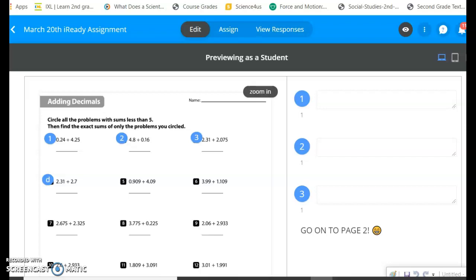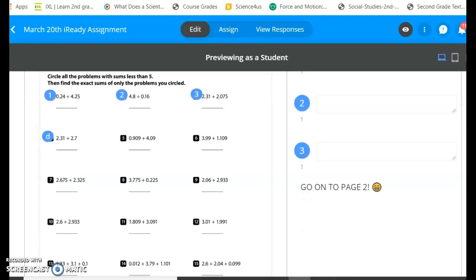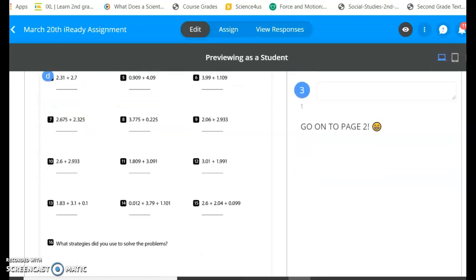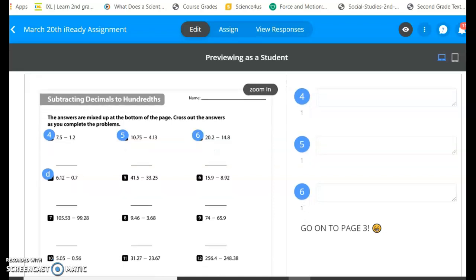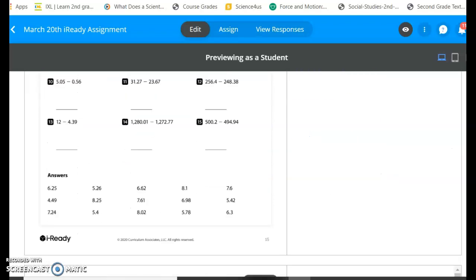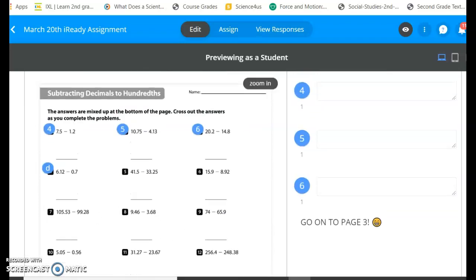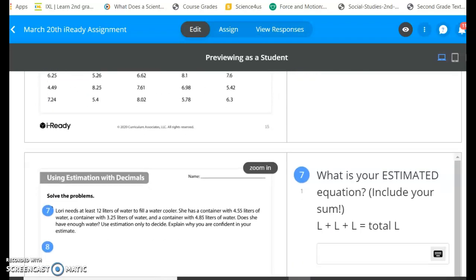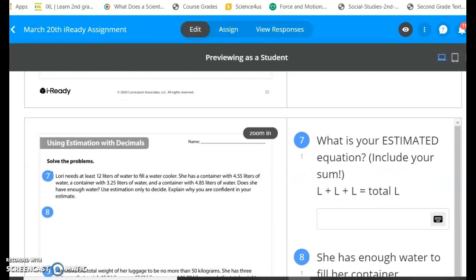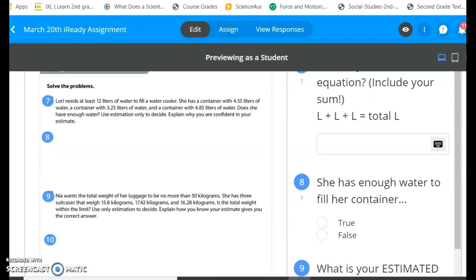Now that we're ready, I'm going to tell you just a review of what you'll be doing. And then I'm going to work out a couple problems with you in case you have forgotten how to work with decimals. So the first thing you're going to be working on is adding decimals. The next thing you're going to be doing is subtracting decimals. With subtracting decimals, the answers are on the bottom. So if you come up with an answer and you don't see it on the bottom, you did something wrong. And then we're going to work on estimating and answering a question.